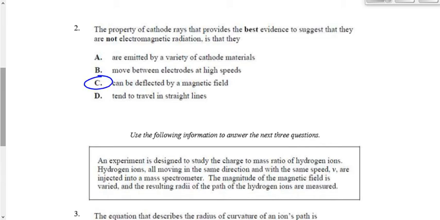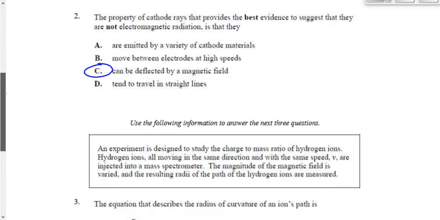Electromagnetic radiation cannot be affected by a magnetic field. Now, you could also say it can't be affected by an electric field, but that's not one of the options. So C is our answer there.